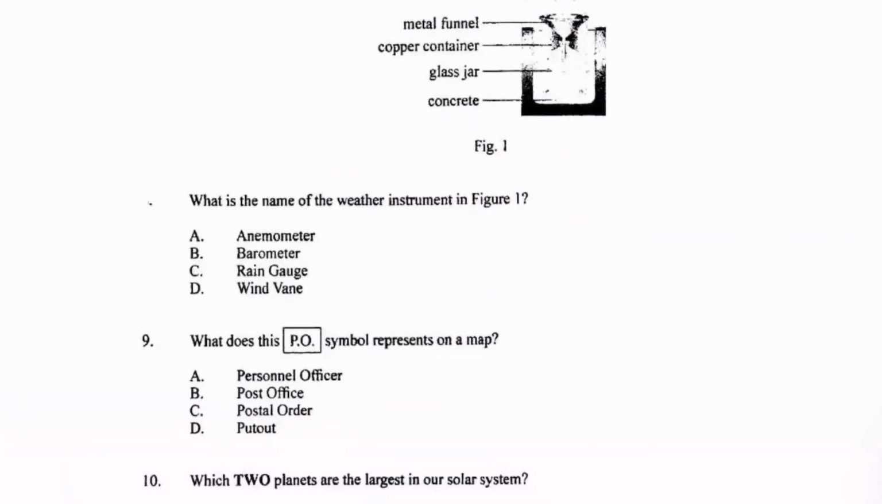Thankfully, in the exam, your images will be much clearer than this, but let's see what we can tell from it. We see that there's a metal funnel, a copper container, a glass jar, and concrete. It says, what is the name of the weather instrument in figure 1? Is it A, an anemometer, B, a barometer, C, a rain gauge, or D, a wind vane? Some people are saying a rain gauge, some are saying an anemometer. It's a rain gauge. Okay, the answer is C.